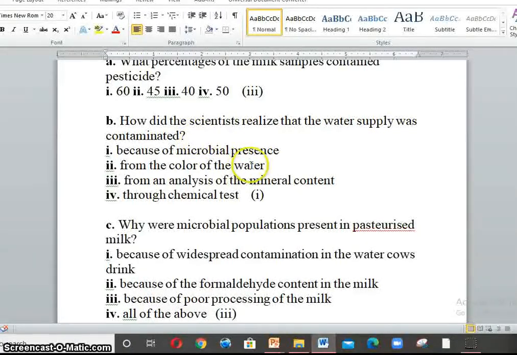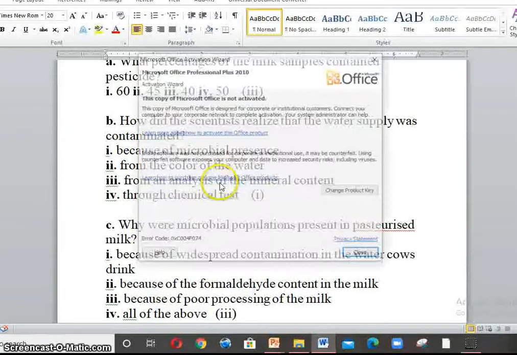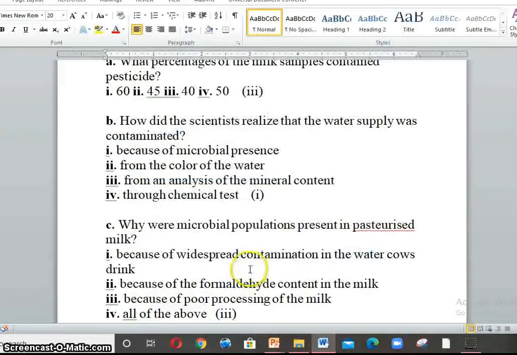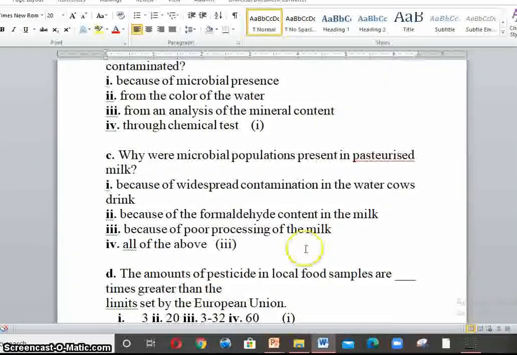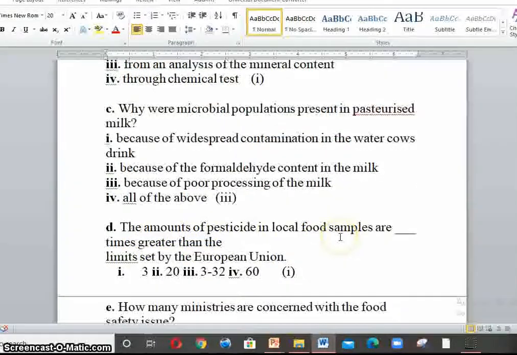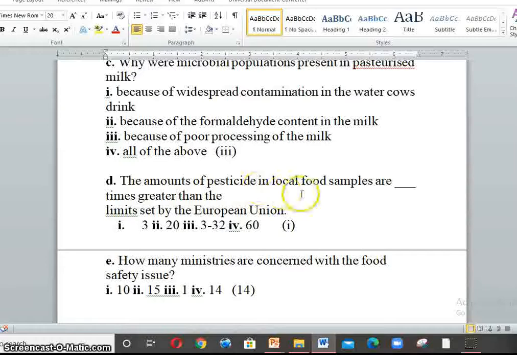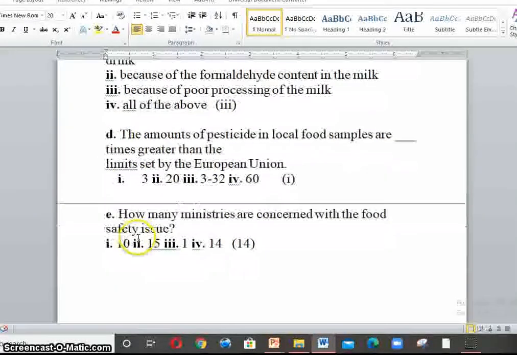The text has given us that because of microbial presence. Then you see, why were microbial populations present in pasteurized milk? The text has given us that because of poor processing of the milk. The amounts of pesticide in local food samples are how many times greater? Yes, we found 3 times greater. 10 to 20 times. Yes, the answer is 3. How many ministries? 14 ministries.